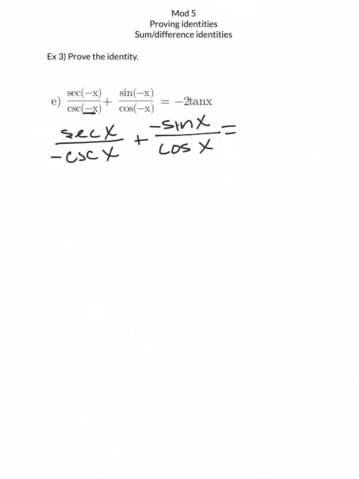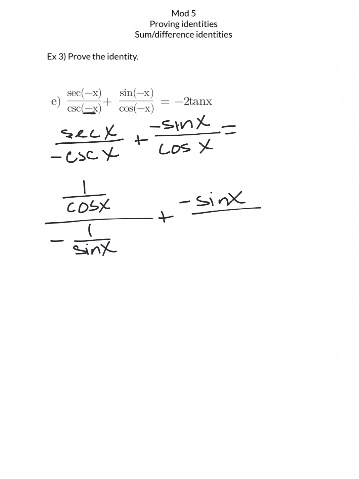Well, now there's no squares, so we are not going to try to use any Pythagoreans. The other thing that we do is write as sines or cosines and see what happens. In the fraction on the left, secant is 1 over cosine over negative cosecant is 1 over the sine of x. Plus over here we've got negative sine of x over cosine of x. I'm not going to do anything with that fraction right now because it's already in terms of sine and cosine.